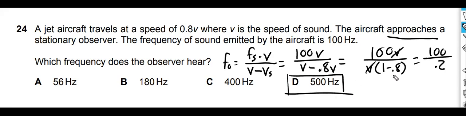So the correct answer is choice 2. You don't need to be given the speed of sound because there's only that single variable to solve for. So we just have to be clever with our algebra.